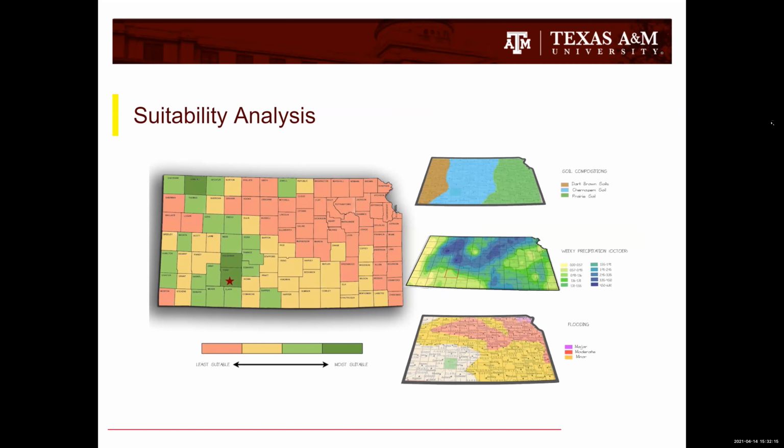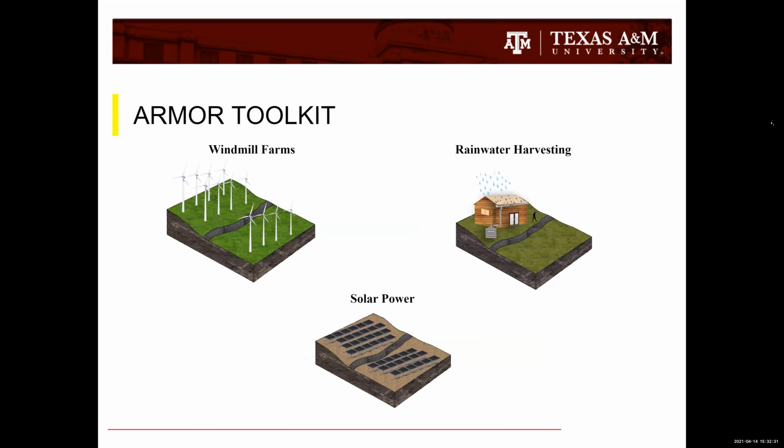And this is a suitability analysis, combining these three and ranking all the counties in the state of Kansas, showing which ones would be the best choice from least suitable to most suitable. For our armor toolkit, we want to implement windmill farms, rainwater harvesting, and solar power plants.